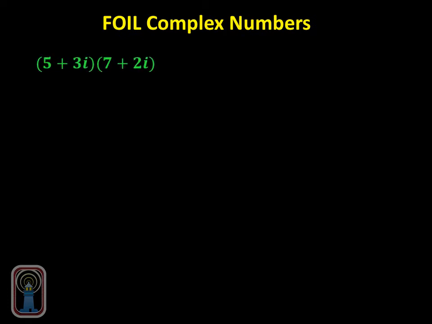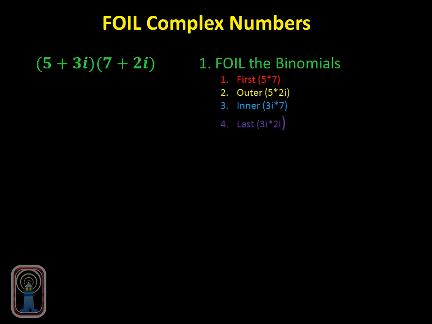Let's try another example. 5 plus 3i times 7 plus 2i. We're going to FOIL the binomials together. First, multiply 5 times 7 to get 35. Multiply the outer terms, 5 times 2i to get 10i. Next, multiply the inner terms, 3i times 7 to get 21i. And finally, we multiply the last terms, 3i times 2i, to get 6i squared.